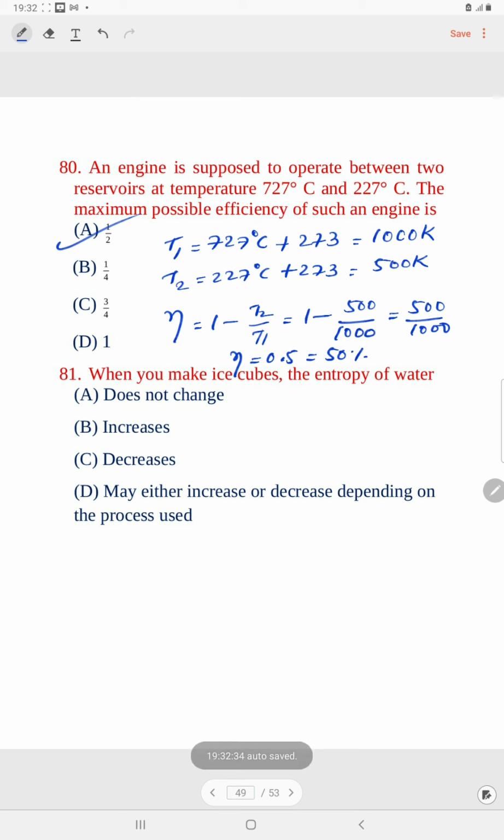When you make ice cubes, the entropy of water. First of all, entropy is disorderness. When water is converted into ice cubes, the orderness will increase, the disorderness will decrease. So disorderness means entropy of water will decrease. Option C. In the same way, if ice cube melts into water, disorderness will increase, so entropy will increase. But when water is converted into ice, the disorderness will decrease, which shows entropy will decrease.